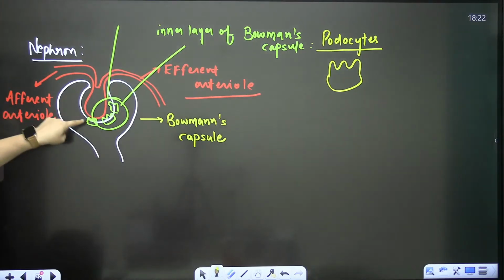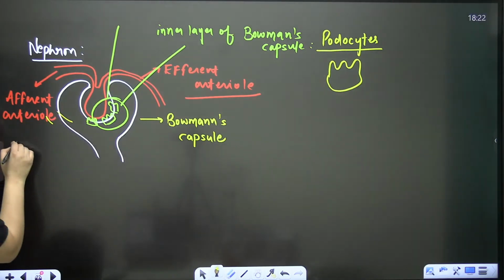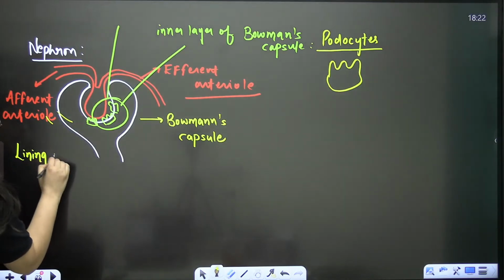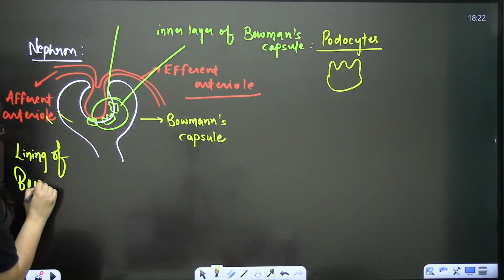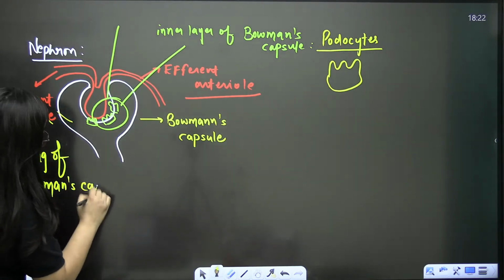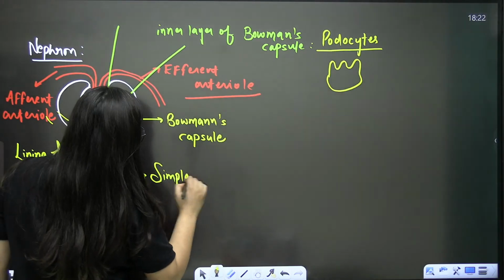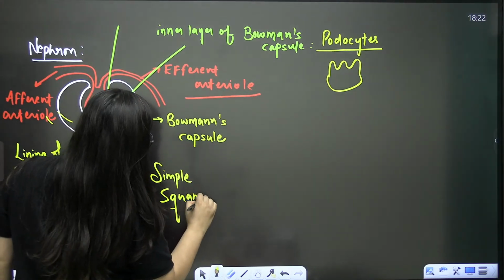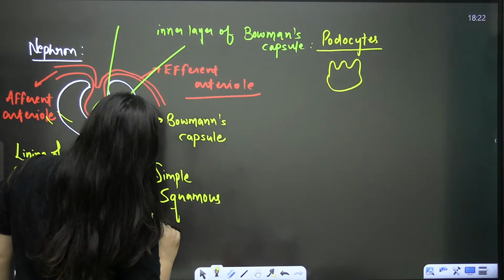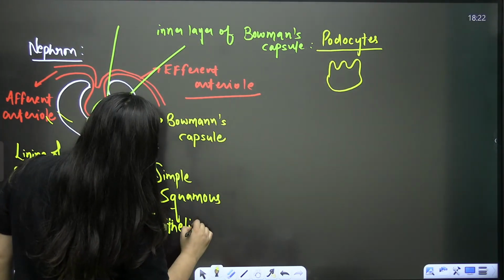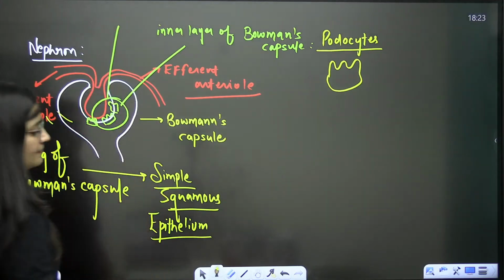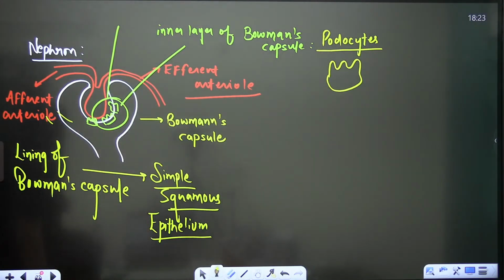So here also, in the lining of Bowman's capsule, because exchange will be there, you will see simple squamous epithelium. Is that clear? Simple squamous, right? You will see simple squamous epithelium. Alveoli, you know, I hope you know about it.